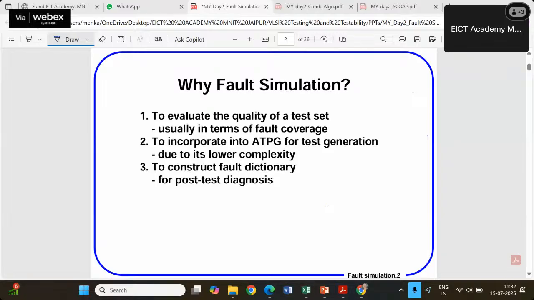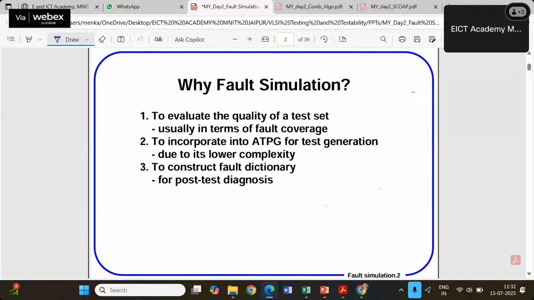So in this session, we are going to cover what fault simulation is and what the different techniques are to cover fault simulation. After that, we'll go for combinational circuit testing. Combinational circuit testing will be the next one, to create the ATPG and how we have to proceed. That will be the next topic in this talk.